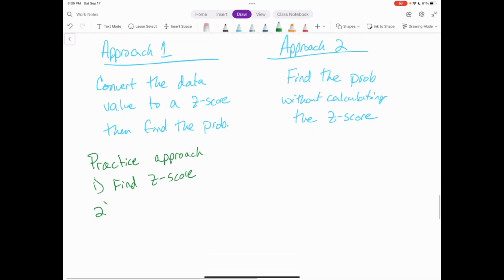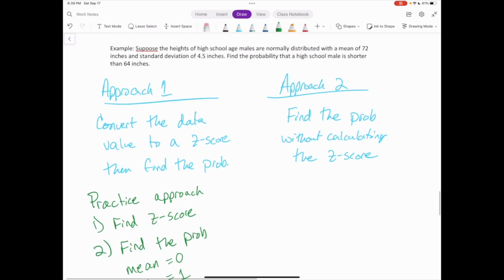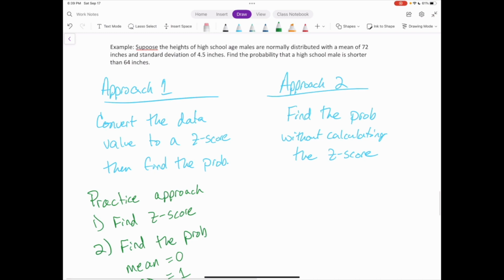And then step two is find the probability. Okay, but remember, the mean is equal to 0 because you have Z-scores now, and the standard deviation is going to equal 1 when you use that approach. But for the second approach, which I'll do now, we need to find, let's write it out, just use our symbols. We need to find the probability that a high school male is shorter than 64 inches.